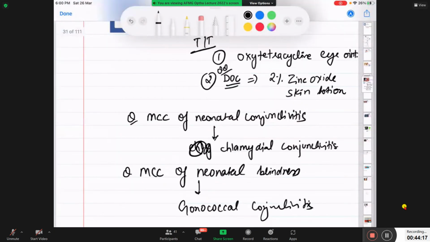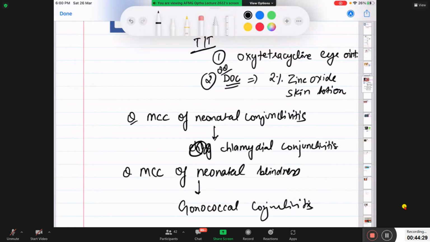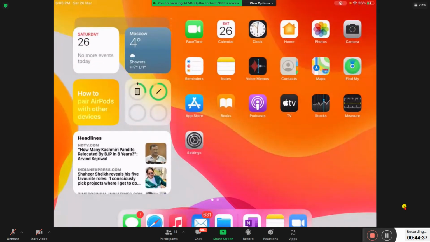So there are 3 questions you have to remember: the drug of choice for angular conjunctivitis, zinc oxide skin lotion, and these 2 questions, the most common cause of neonatal conjunctivitis and of neonatal blindness. Now, next important, very, very important question.